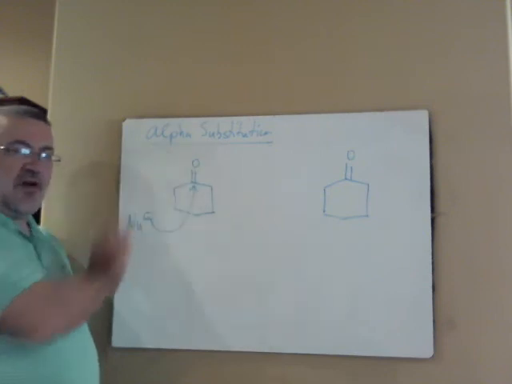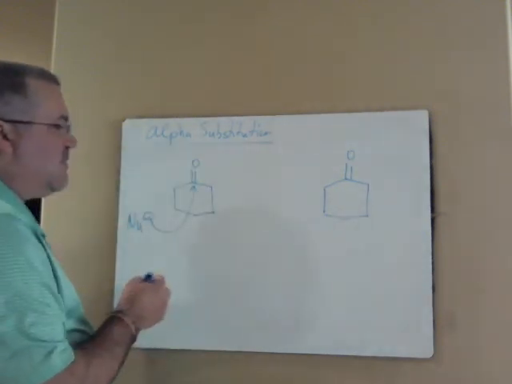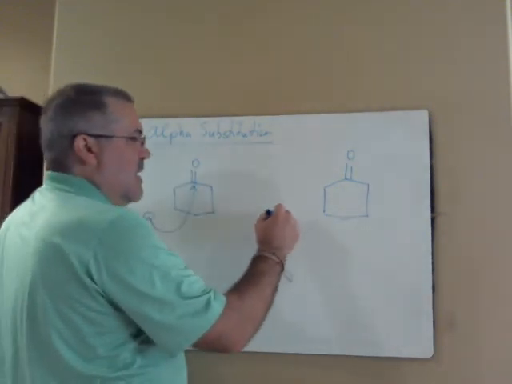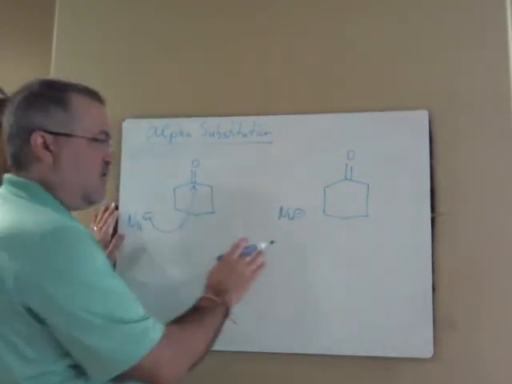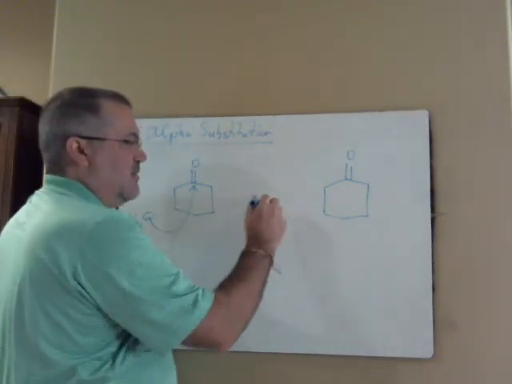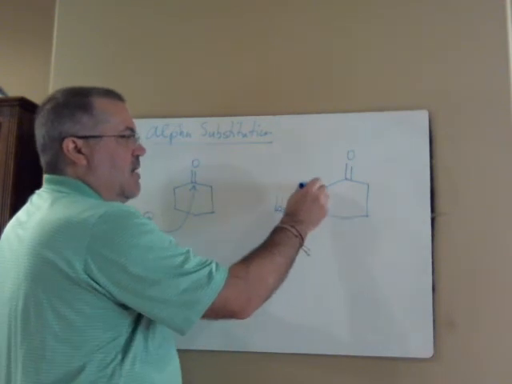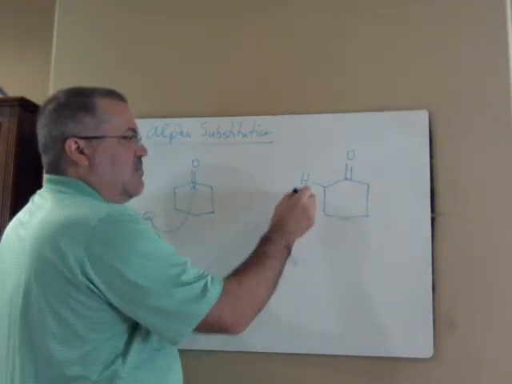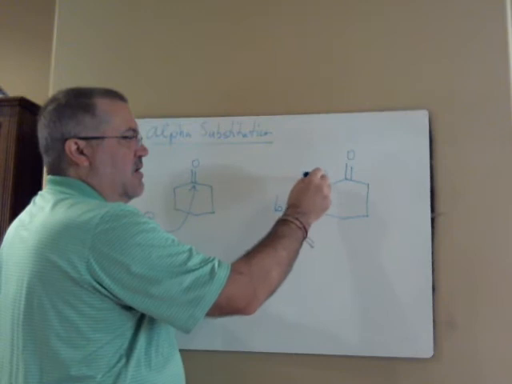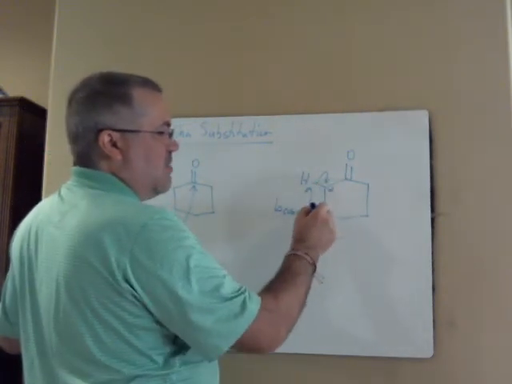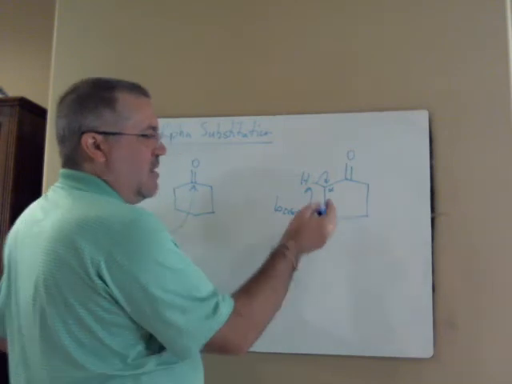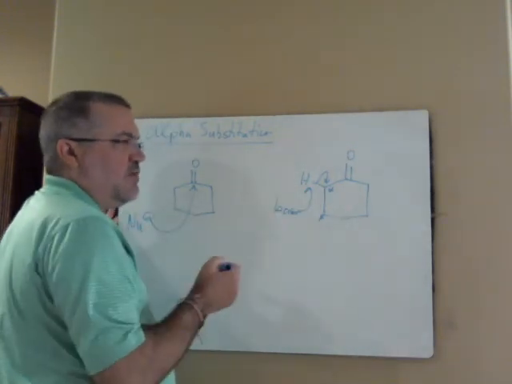That reaction we've talked about a lot. In alpha substitution, the difference is our nucleophile is not going to act as a nucleophile. It's actually going to act as a base. And when it acts as a base, it pulls a proton off of the alpha position. Remember, that's alpha, beta, gamma. Pulls a proton off of the alpha position.